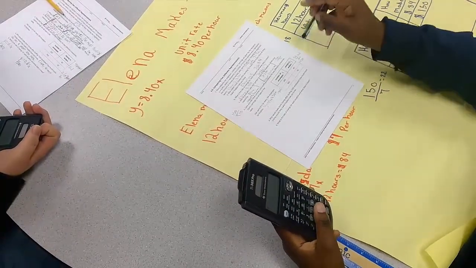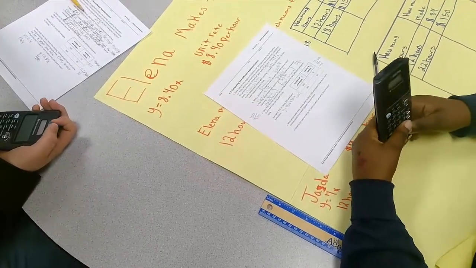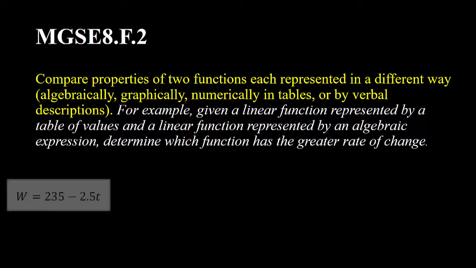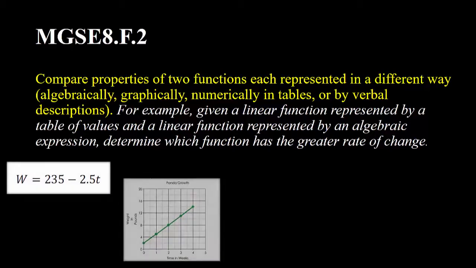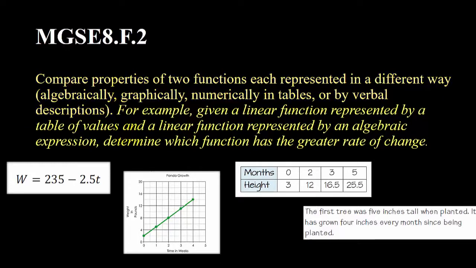This video will discuss Standard 8F2 in 8th grade Georgia Standards of Excellence for Mathematics. MGSE8F2: Compare properties of two functions, each represented in a different way, algebraically, graphically, numerically in tables, or by verbal descriptions. For example, given a linear function represented by a table of values and a linear function represented by an algebraic expression, determine which function has the greater rate of change.